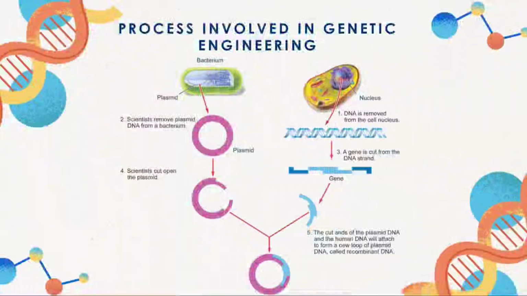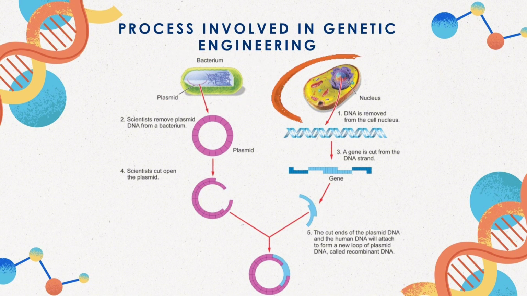So let's proceed to the next slide. The process involved in genetic engineering. A simple outline of genetic engineering commonly used in biotechnology. As you can see on the slide, we see the bacterium and the nucleus. So, the first step is the DNA is removed from the cell nucleus. We see the zigzag lines, that is the DNA removed from the nucleus.